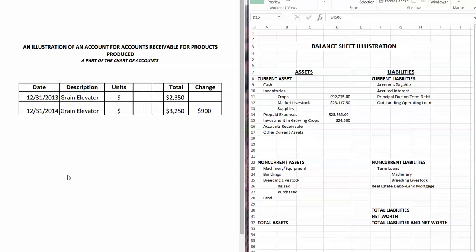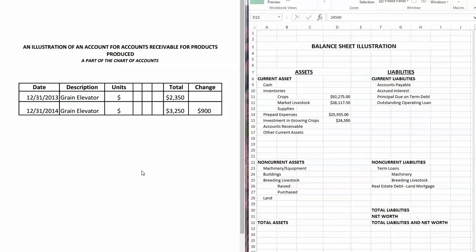This is the last illustration for assets, the current assets of a balance sheet. Please understand there could be other items in a current asset category based on the definition of current assets. But for our course, these are the main ones that we're going to talk about because we're just trying to illustrate what a balance sheet should look like and how the information should flow from a chart of accounts.